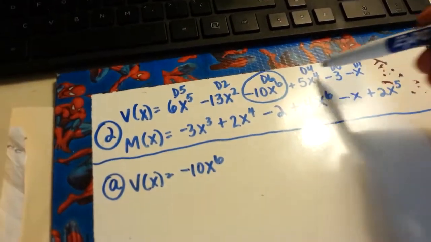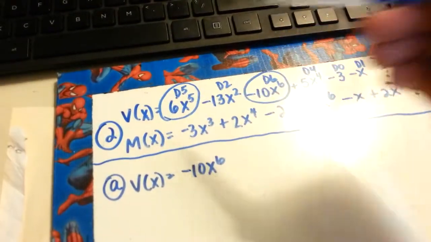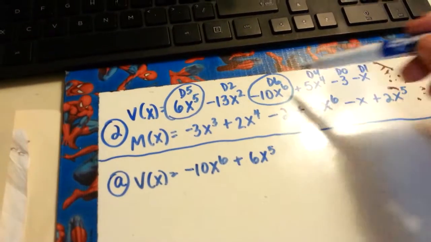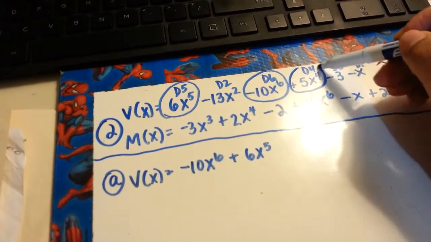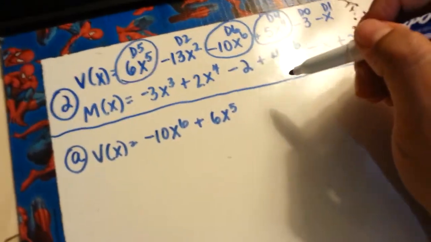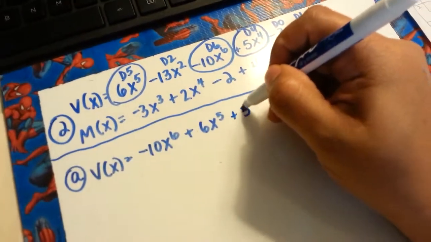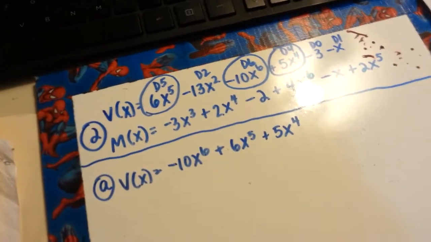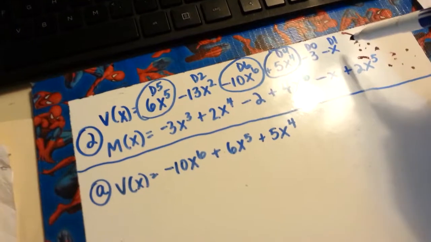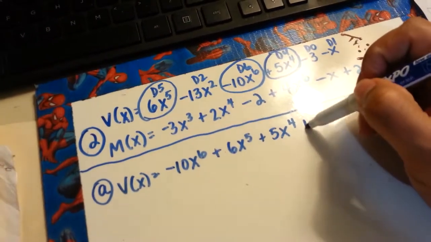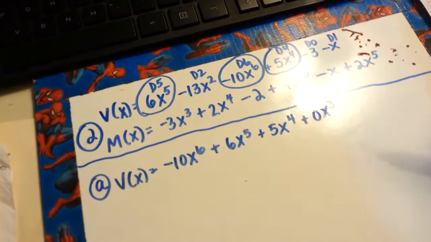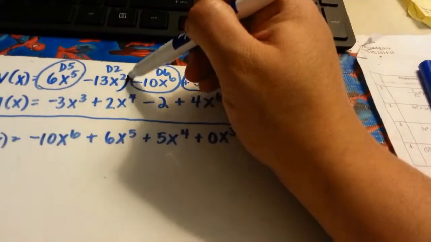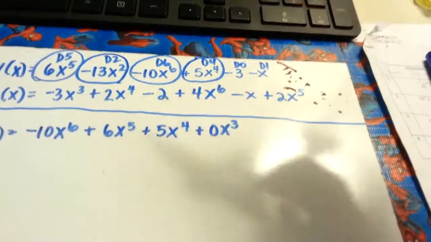Then degree 5, 6x to the 5th. Then the next degree would be this one, degree 4, a positive 5x to the 4th. Next would be degree 3. It's not there, so you can add it if you want to. It's not necessary, but right. Then would be degree 2, and this one's a negative 13x squared.